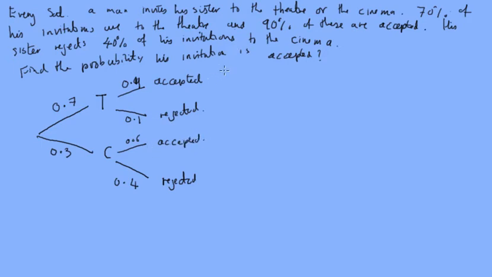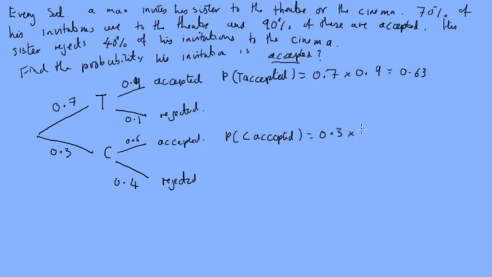So, the probability that it's the theatre and it's accepted will be equal to 0.7 times 0.9, which is 0.63. Now we're interested in acceptance. So here is the branch here for acceptance. So the probability it's the cinema and it's accepted will be 0.3 times 0.6, and that's going to be 0.18.